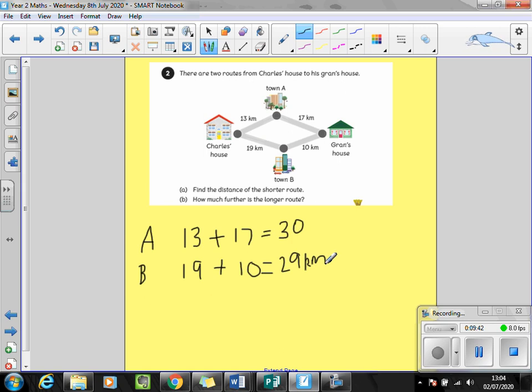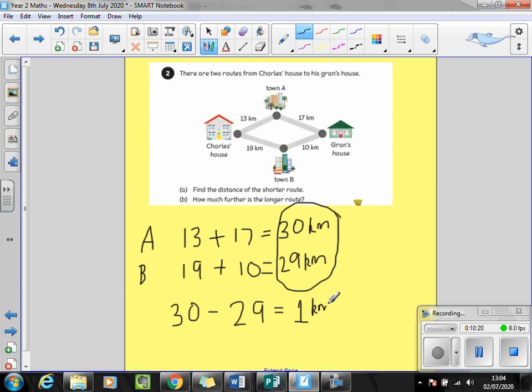Now, if we look at question B, we want to see how much further the longer route is. Okay, so we can see from our answers of how far each route is that town A is 30 kilometres. And if we go via town B, it's 29 kilometres. Shouldn't really need to work this one out because it is really simple. But our calculation would be the biggest distance, take away the shortest distance, leaving us with 1 kilometre. We could say that the longer route is 1 kilometre longer.